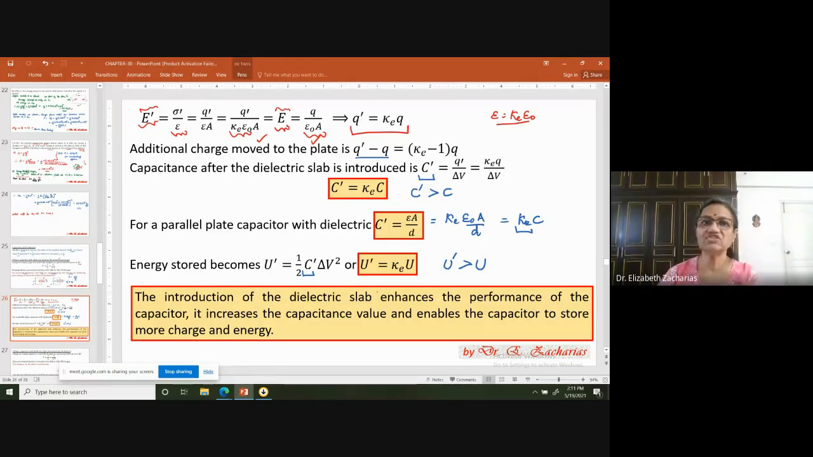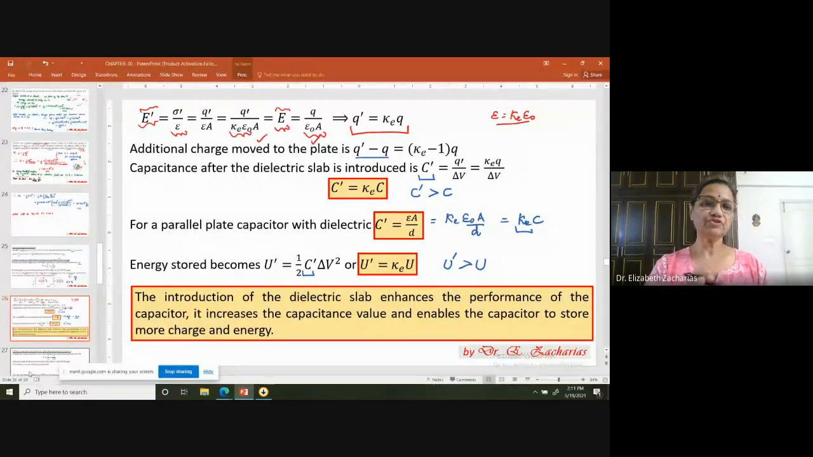It increases the charge on the capacitor using the same battery. It increases the charge on the plates. It increases the capacitance value. Therefore, it increases the energy stored. Okay? So that's the reason why you use dielectrics in a capacitor.